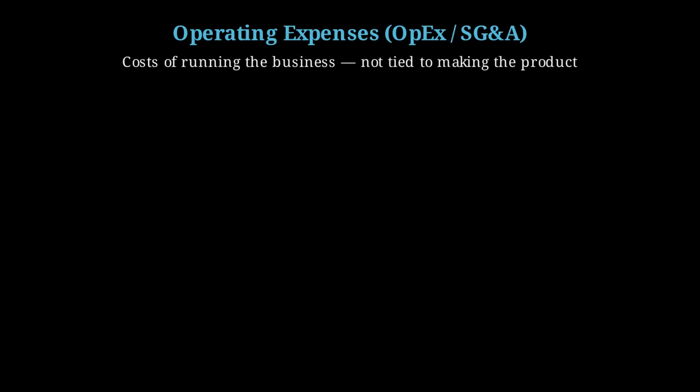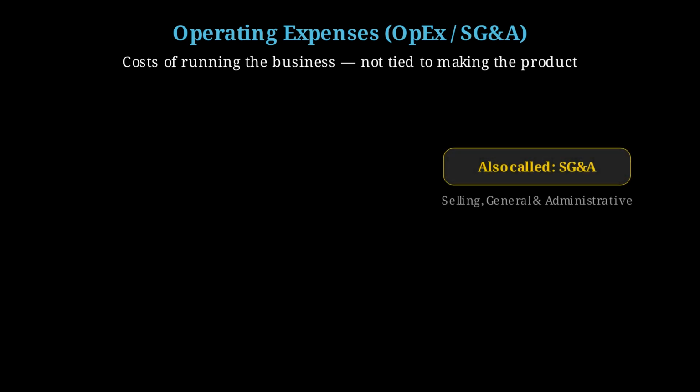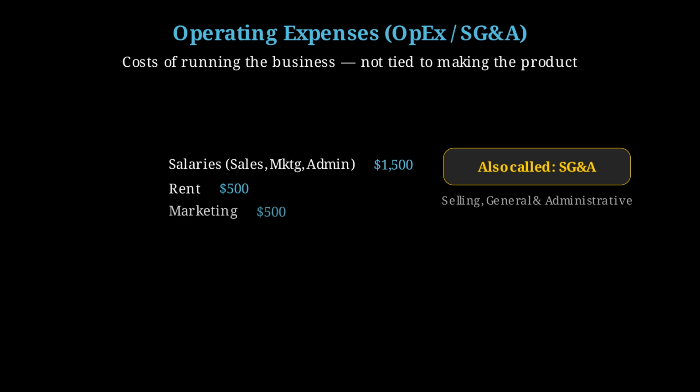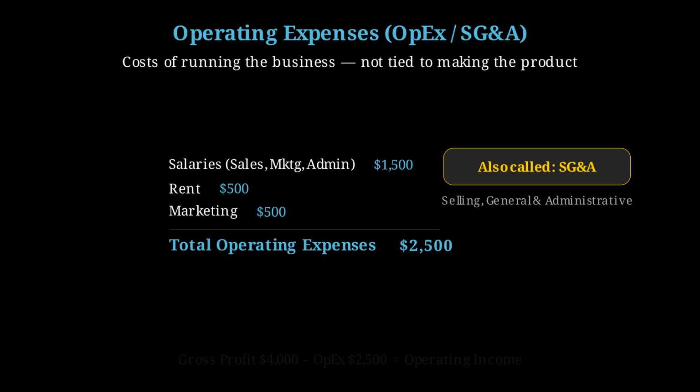Operating expenses are the costs of running the business, not directly tied to making the product. Operating expenses include salaries for sales, marketing, and admin staff. Rent for the office. Marketing and advertising. Research and development. General and administrative costs, legal, accounting, insurance. Operating expenses are sometimes called SG&A, selling, general, and administrative.